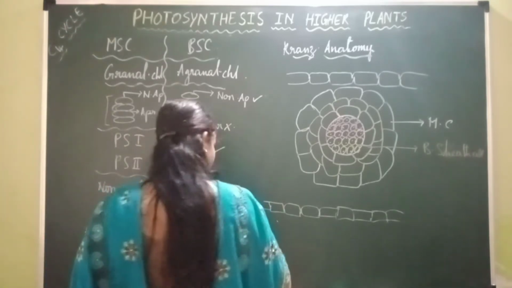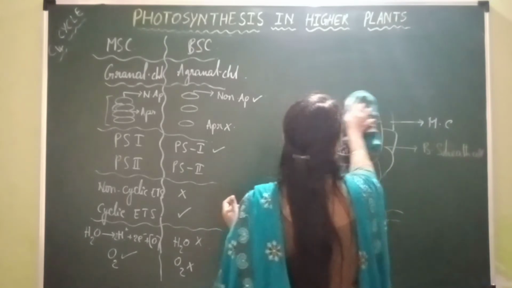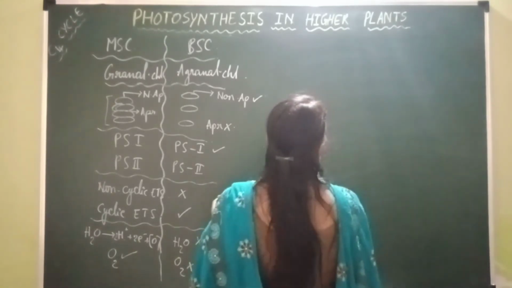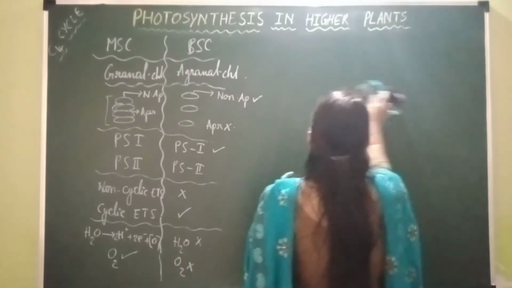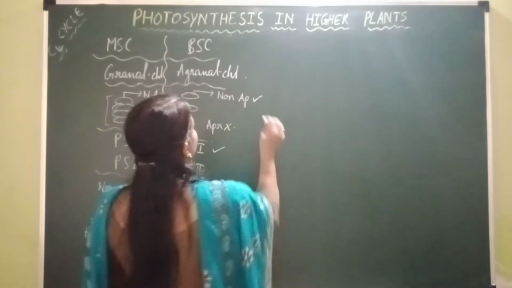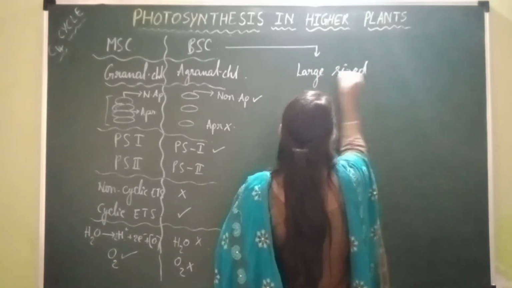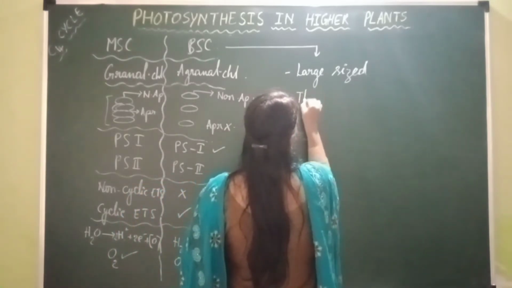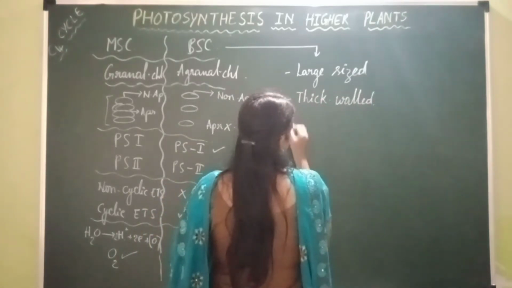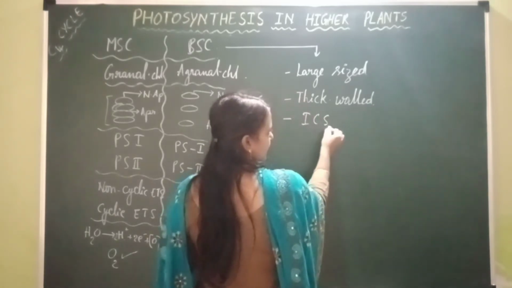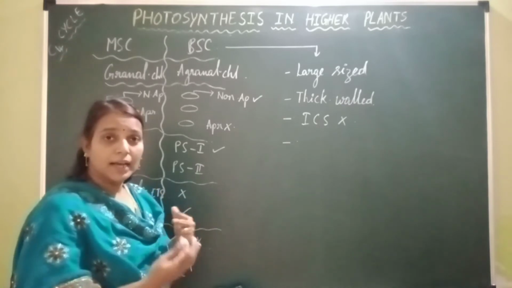And I want to give you some more details about this bundle sheath cell. These bundle sheath cells are larger in size when compared with the size of mesophyll cells. And one more thing is they are thick walled cells without any intercellular spaces, and hence intercellular spaces, I am writing as ICS, are absent.